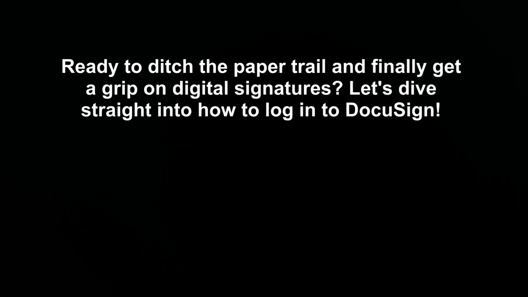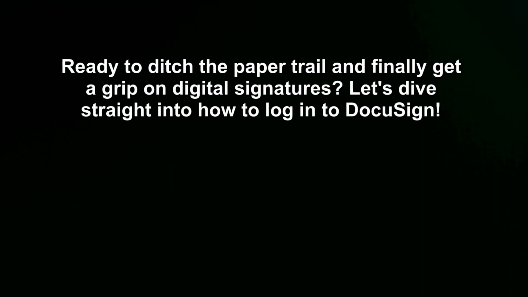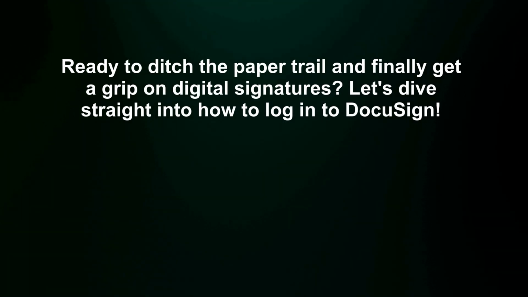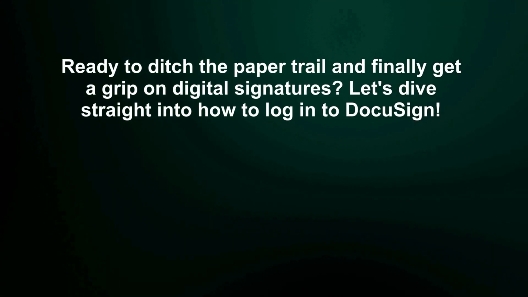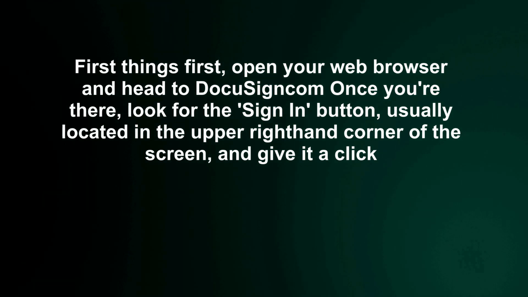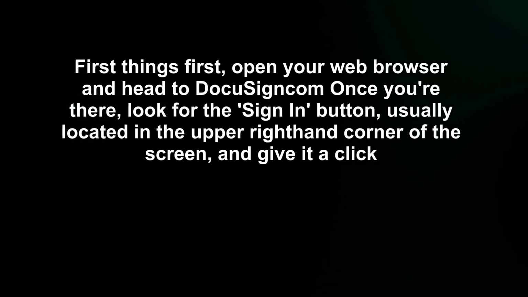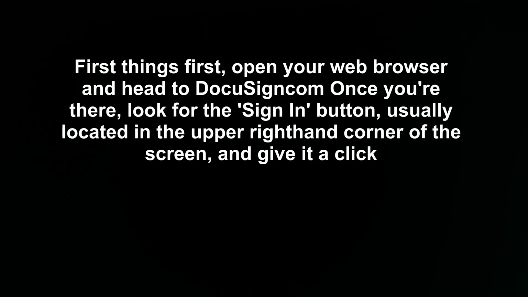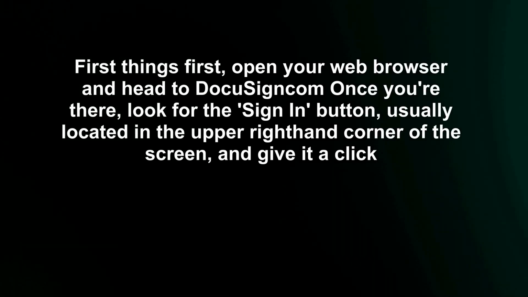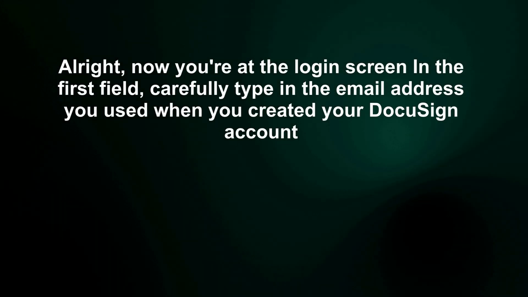Ready to ditch the paper trail and finally get a grip on digital signatures? Let's dive straight into how to log into DocuSign. First things first, open your web browser and head to DocuSign.com. Once you're there, look for the Sign In button, usually located in the upper right-hand corner of the screen, and give it a click.